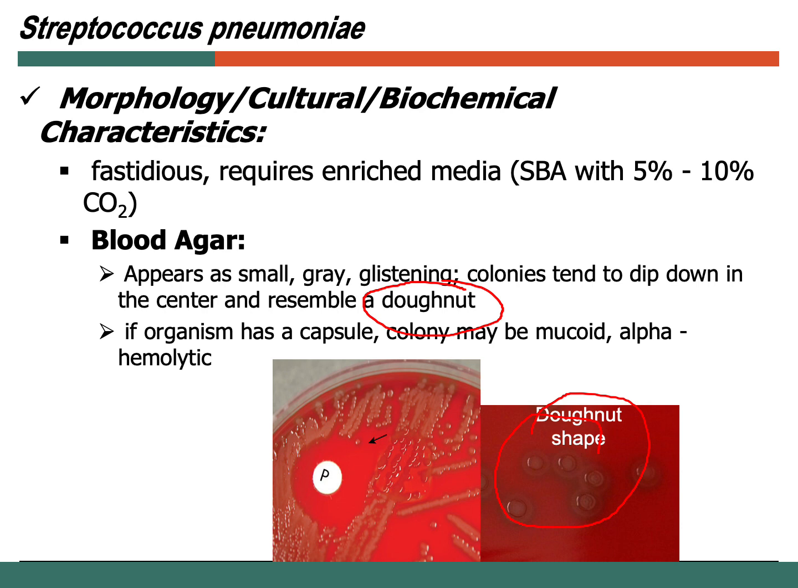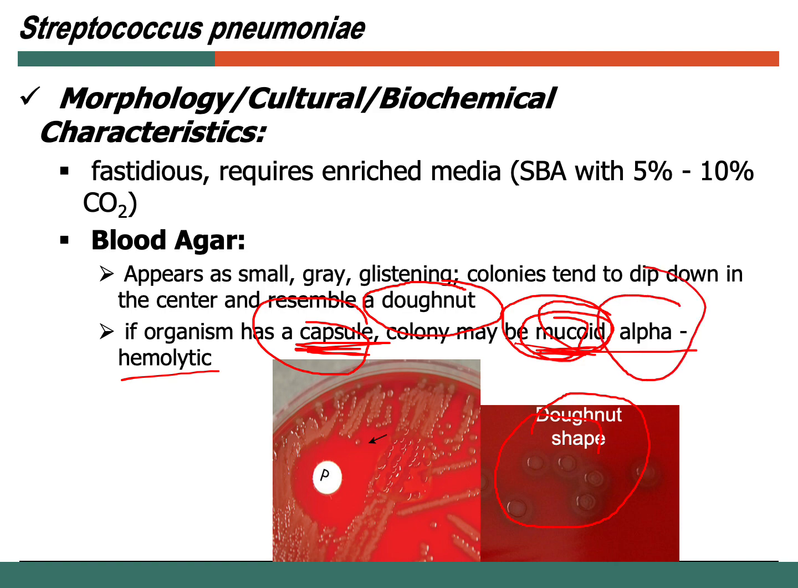In some organisms, if the organism contains a capsule, it may be mucoid and alpha hemolytic. For organisms that are capsulated, expect that the colonies are mucoid. Again, if the organism is capsulated, the colonies are always mucoid. And take note, Streptococcus pneumoniae is alpha hemolytic.